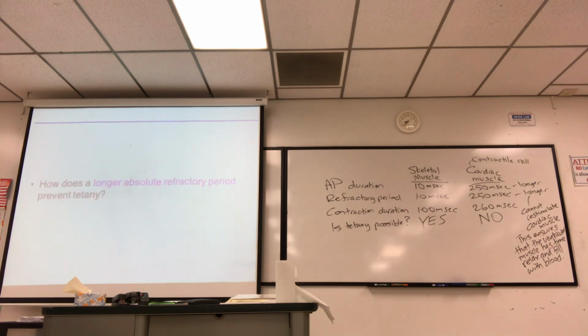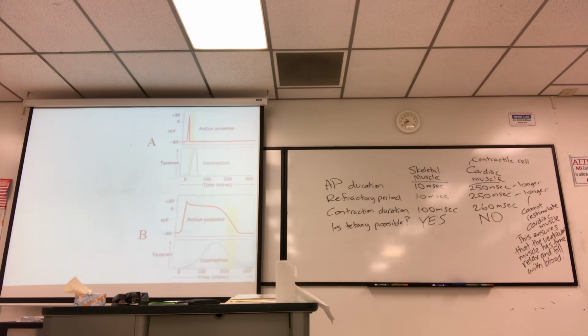So for my next slide, I answered this question with what I just wrote. How does a longer absolute refractory period prevent tetany? That chain of thinking answers the question. So if you look at data slides like this, which data set, A or B, is cardiac muscle? I think just by a quick glance, it's easy to tell, right? Which one do you think? B. Yeah.